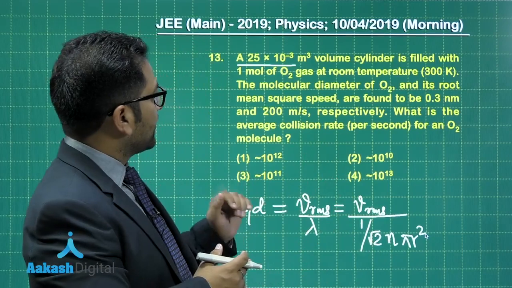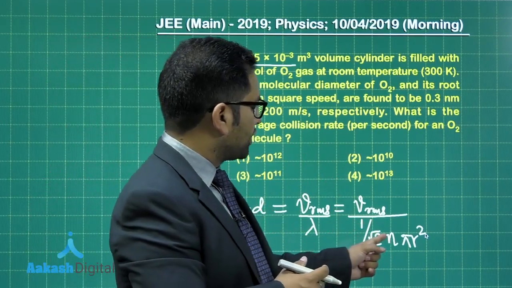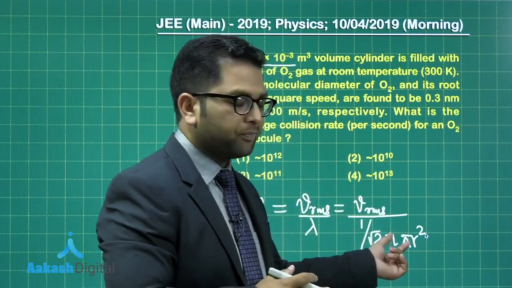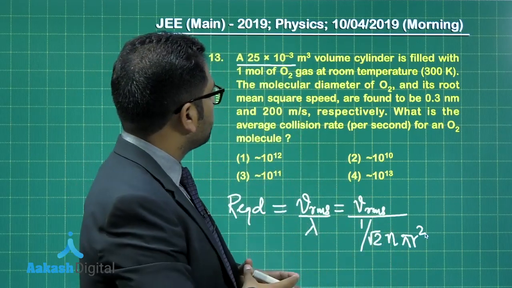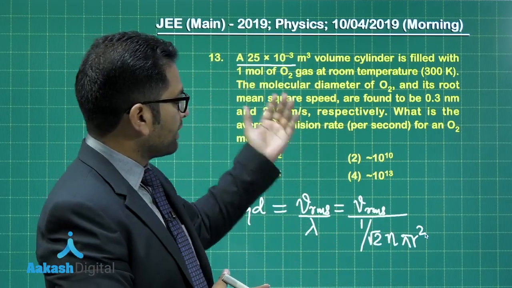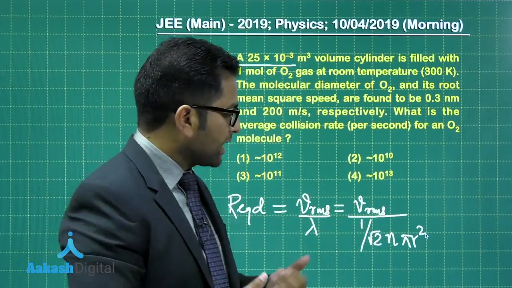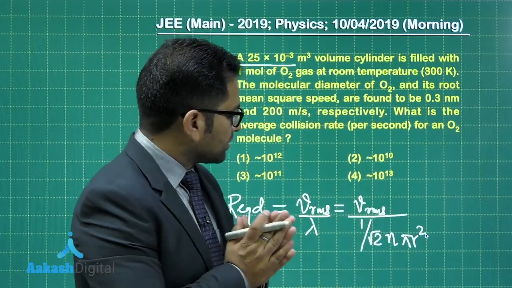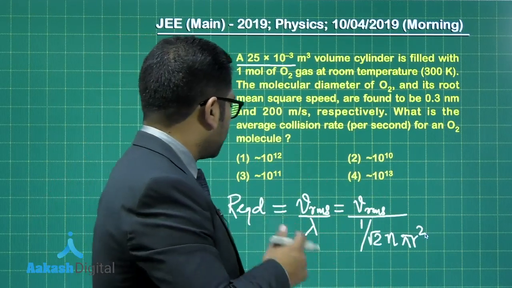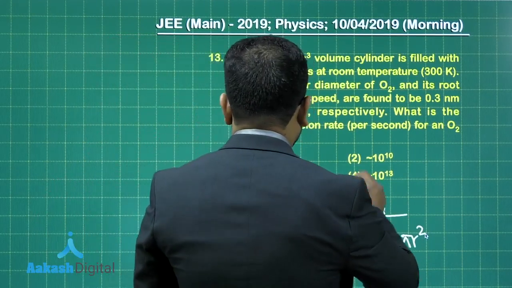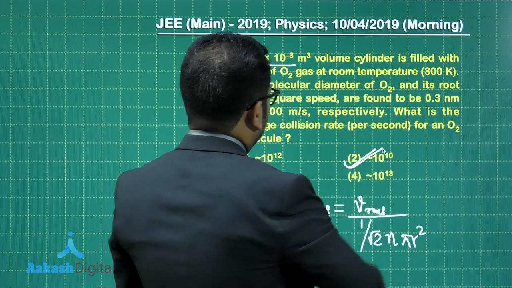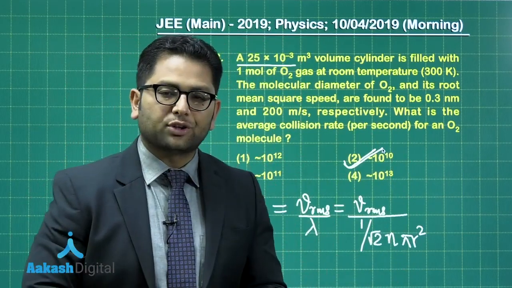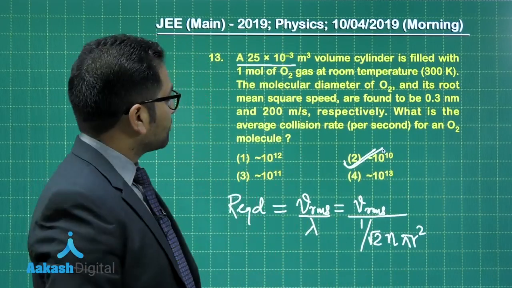VRMS is given. Now if I want to calculate the number of molecules per unit volume, I need to be very particular. This is not the number of moles, but yes, the number of molecules per unit volume you can calculate, because it is 1 mole, therefore Avogadro's number would be the number of molecules. The volume has been given, the radius is also given. So you put all these things in and you calculate, the answer would come very close to this. So the collision frequency is in the order of 10 raised to the power 10. That was question number 13.